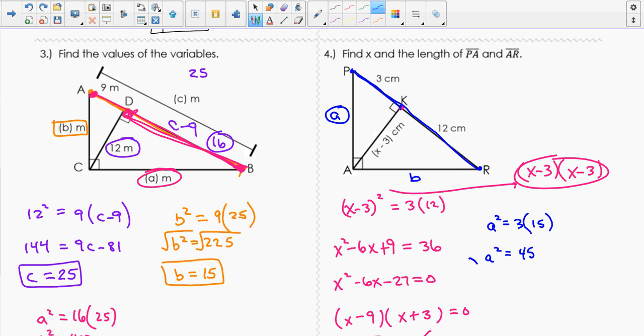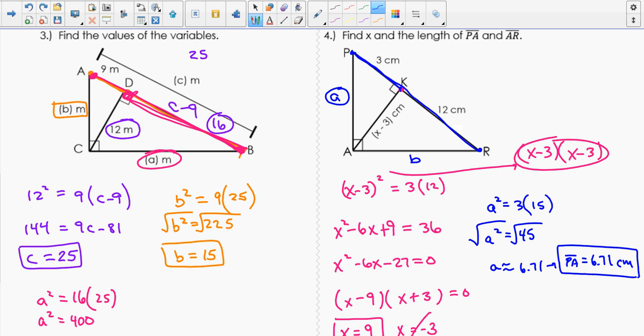Since I want to know the length of a segment, I'm going to take the square root of that and give my rounded answer. So 6.71. So this means that segment PA equals 6.71 centimeters. Okay.